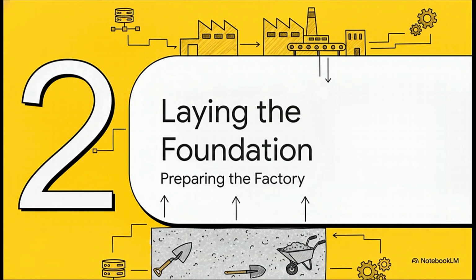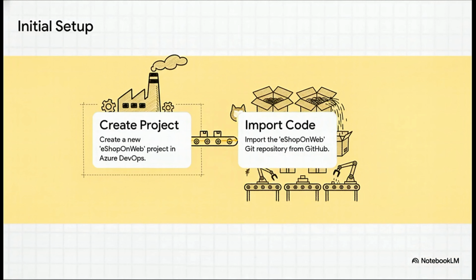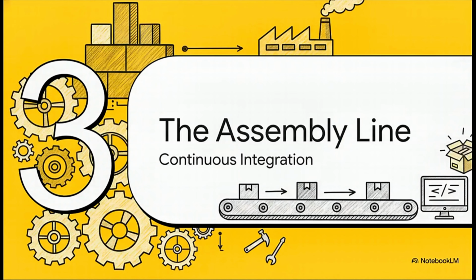All right, we've got our blueprint. It is time to lay the foundation. First things first, we need to set up the factory floor. This is the initial one-time setup that gets everything ready for production to start. And you know what? This part is actually pretty simple. First, over in Azure DevOps, we create a new project. Think of this like fencing off the land for our factory. Then we import the source code from GitHub. This is like the first truck of raw materials pulling up to the loading dock, ready to be fed into the assembly line.